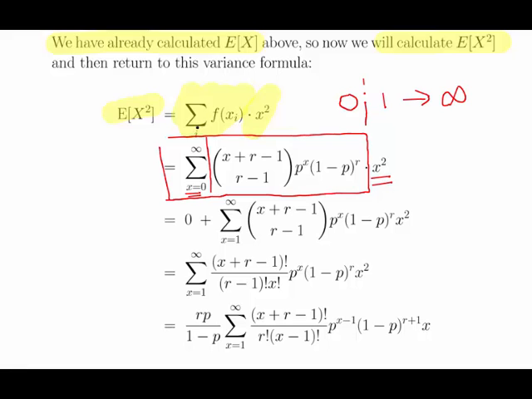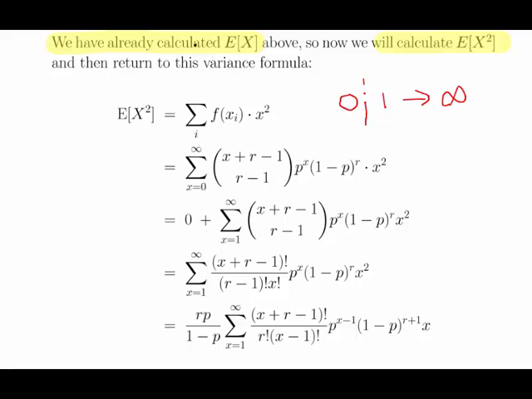So the first part here is essentially if we evaluate the probability mass function for 0, we get just 0. I'm not going to go back over that because I've done it in the previous video, and I've used the same trick again. Here we have a summation, and the range of summation is x equals 1 to infinity of the binomial coefficient x plus r minus 1 choose r minus 1, times p to the power of x times 1 minus p to the power of r times x squared.